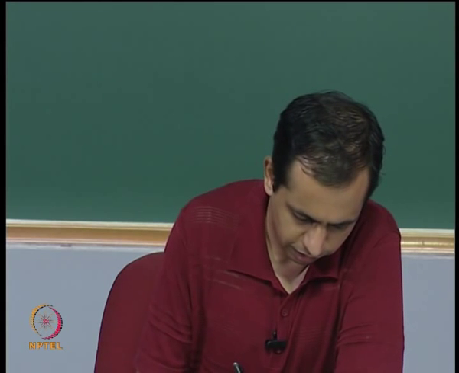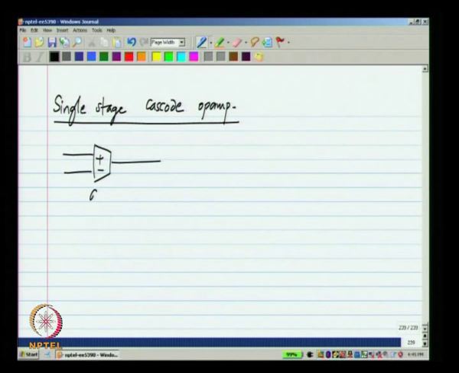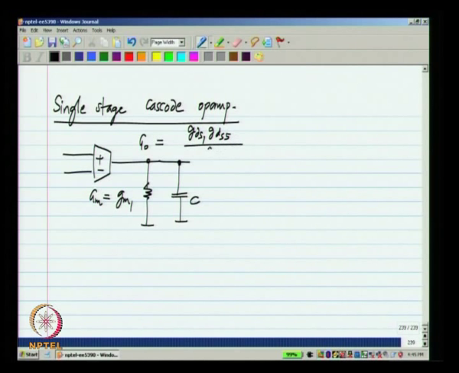This is known as a single stage cascode op amp. Now, it is called single stage because it still consists of a single transconductor whose transconductance equals GM1. When it is loaded by a capacitor, we have an op amp. The difference is that the output conductance is much smaller than before.